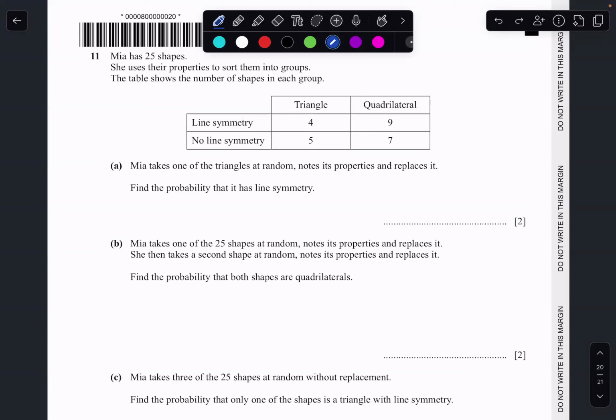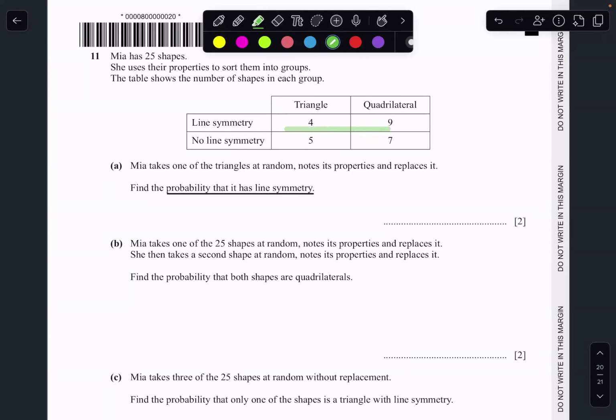So Mia takes one of the triangles at random, notes its property and replaces it. First of all, it's without replacement. Okay, sorry, replaces it. It's with replacement. So whatever is taken out, it's placed back. So find the probability that it has a line of symmetry. So they're not concerned about the shape, triangle or quadrilateral, that doesn't matter. All that matters is it should have line of symmetry.